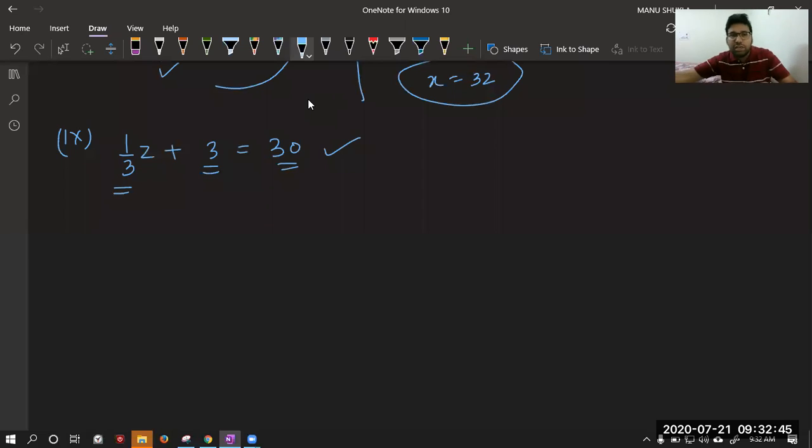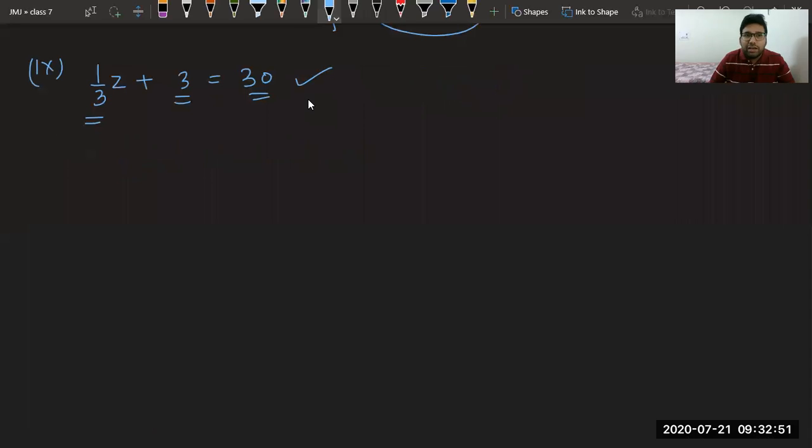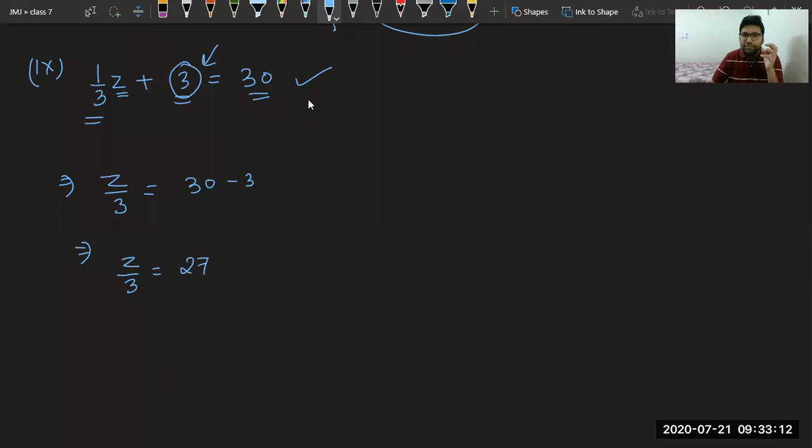Equation we have found. Now we will understand how to solve it. Very easy. Same procedure I have told you. Here again, the bonding with z is weaker for this 3. So first it will go to the right hand side. So we will have z upon 3 is equal to 30 minus 3. Let us solve it. z upon 3 is equal to 27.